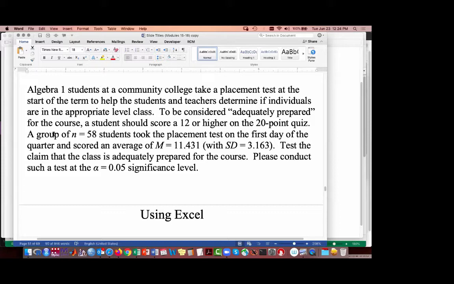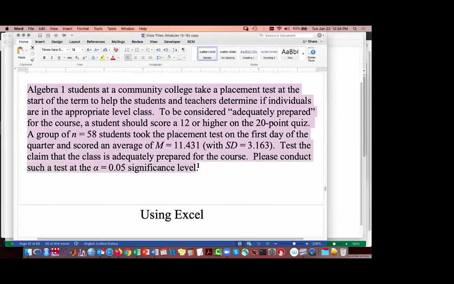So to be adequately prepared, a student needed to score 12 or higher on this 20-point quiz. We had a group of 58 students. I believe at the time it was actually 3 sections that I had. Three of my sections took the placement test on the first day, and the average was 11.431, which technically is less than 12, and the standard deviation was 3.163. What we want to do is test the claim that the class is adequately prepared for the course, and we'll use a fixed significance level of 0.05.